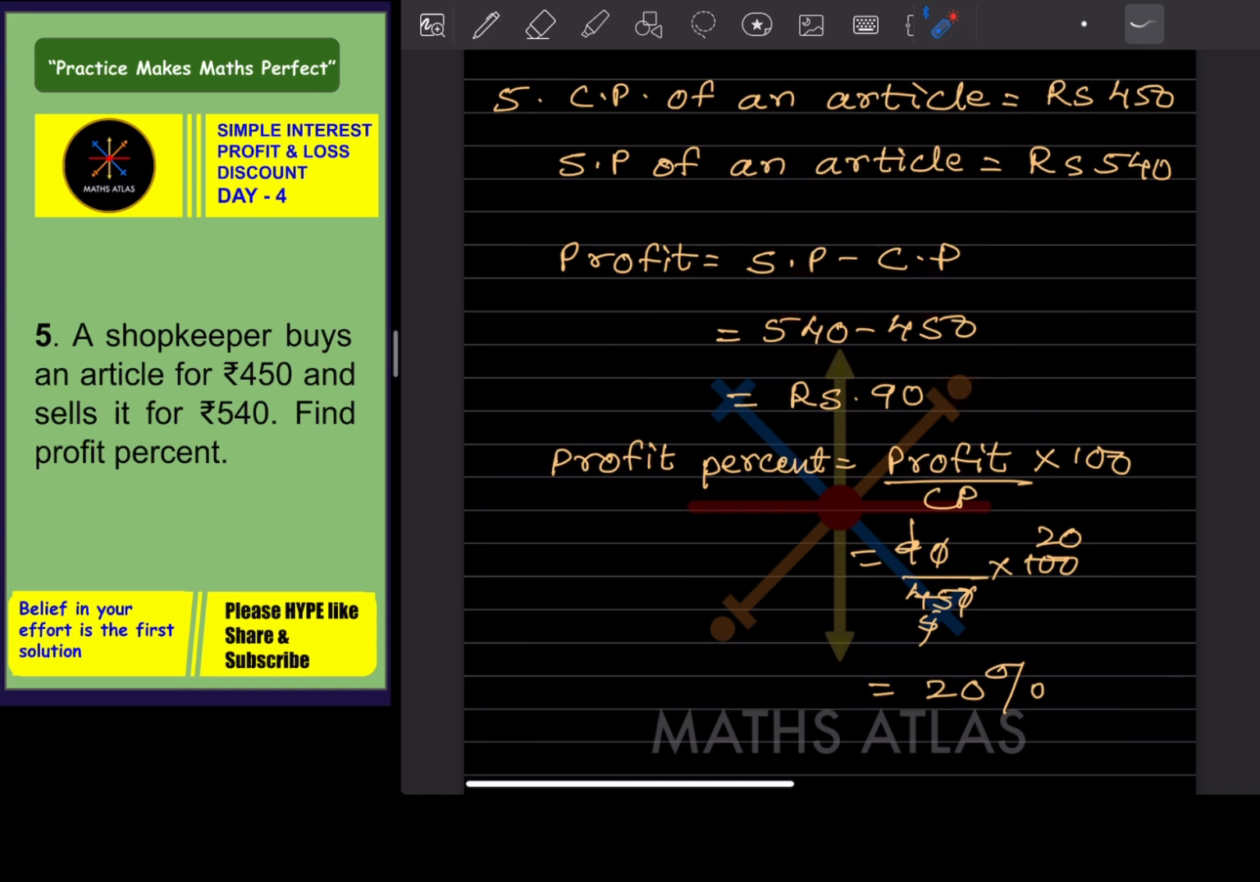So again, because we want the profit percent, this is the formula: profit percent is profit divided by CP, that is the cost price, into 100. So the profit we already got as 90. The cost price is 450 and this is 100. So after simplifying this one, we get 20%. So the profit percentage is 20%.